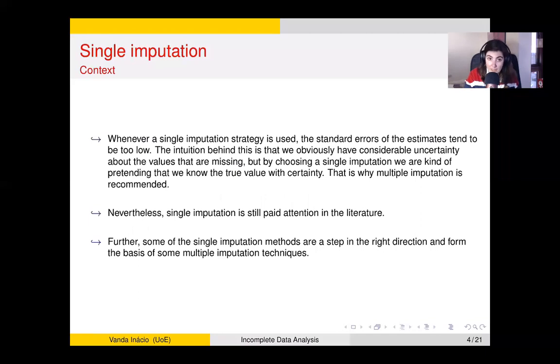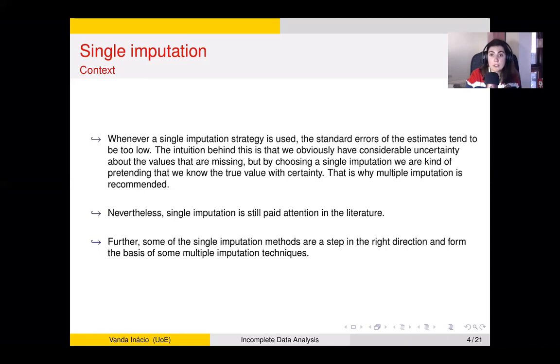And a disclaimer: whenever a single imputation strategy is used, we must be aware that the standard errors of the estimates, or the variance of our estimates, will tend to be too low. And why? Well, the intuition behind this fact is that we have considerable uncertainty about the values that are missing, but by choosing a single imputation, we are kind of pretending that we know the true value, the value that we are imputing, with certainty. And obviously this is not the case.